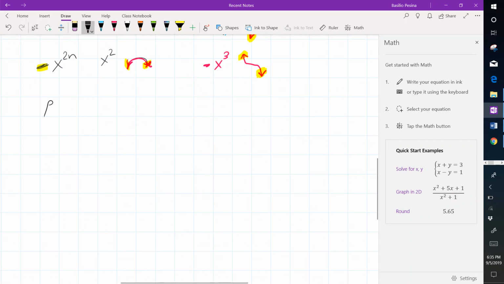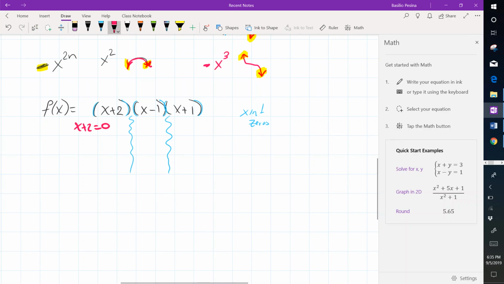So let's say the function that I gave you is x plus 2, x minus 1, and x plus 1. Just a little random example. What I want to do is find out what happens at the x-intercepts, also known as the zeros. So here, I'm going to take each individual part of the factored form and set it equal to 0. So I got x plus 2 equals 0, x equals negative 2; x minus 1 equals 0, x equals 1; x plus 1 equals 0, x equals negative 1.